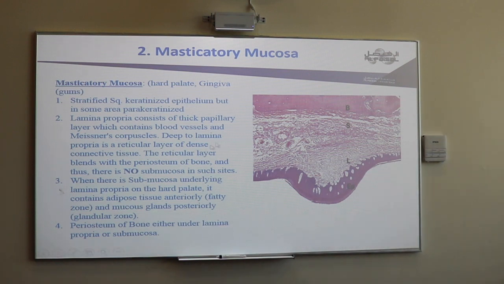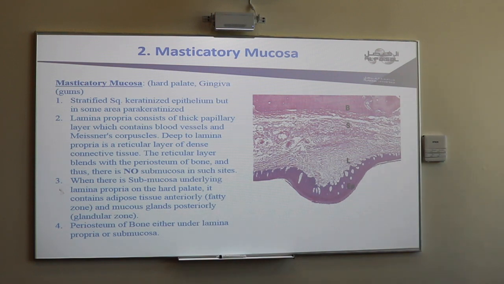Now deep to the lamina propria is a reticular layer. The term is from the skin actually. Now this reticular layer blends with the periosteum, and there is no submucosa. So what place am I mentioning? The loose areas. Okay? Now see, read this. When there is submucosa, like in other places, the moment you have submucosa, you will have salivary glands in this submucosa. But in the area where there is no submucosa, there will be none.